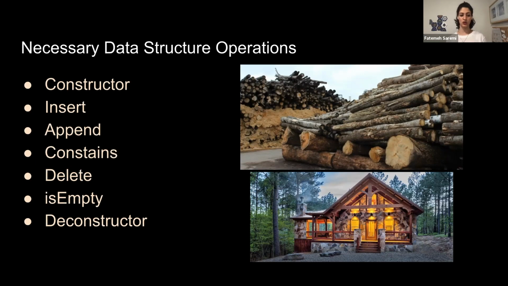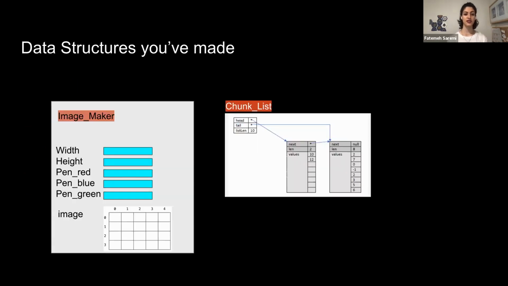Same thing applies to the memory of your computer. You need to clean up so that after you're done running your program, your RAM is not still in use. So the data structures you've made so far, I want you to also think of it like this, right? You've made two data structures so far. You have made the image maker, which looks like this, and you have made a data structure called chunk list, which looks like this.